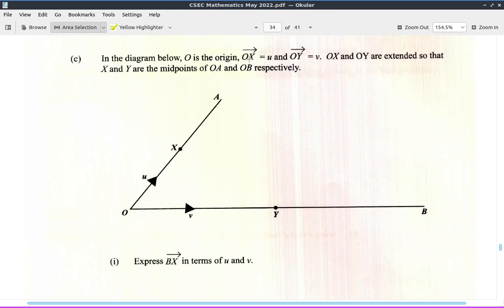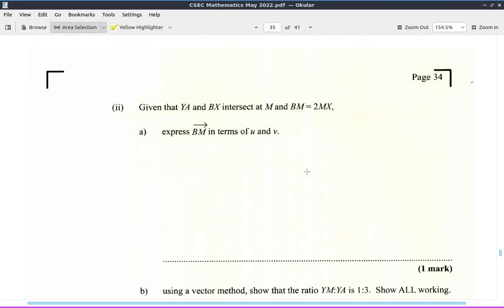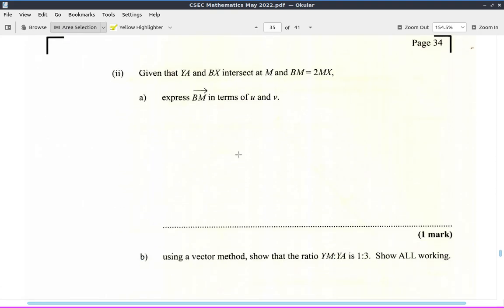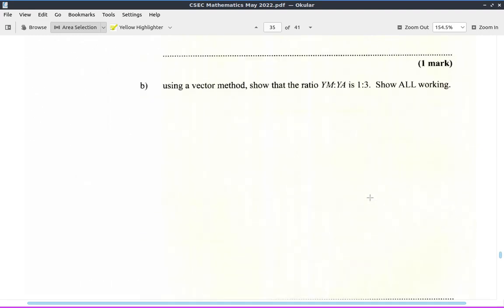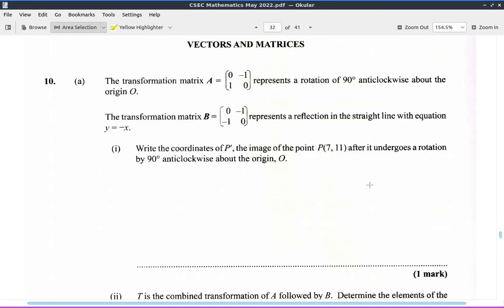In the diagram below, you have O, the origin. This is a vector question. OX and OY and so on and so forth. Express BX in terms of u and v. So BX, okay. You have to remember your vectors for this one. Alright. Using a vector method, show that this ratio is 1 to 3. Show all working. That's question 10.